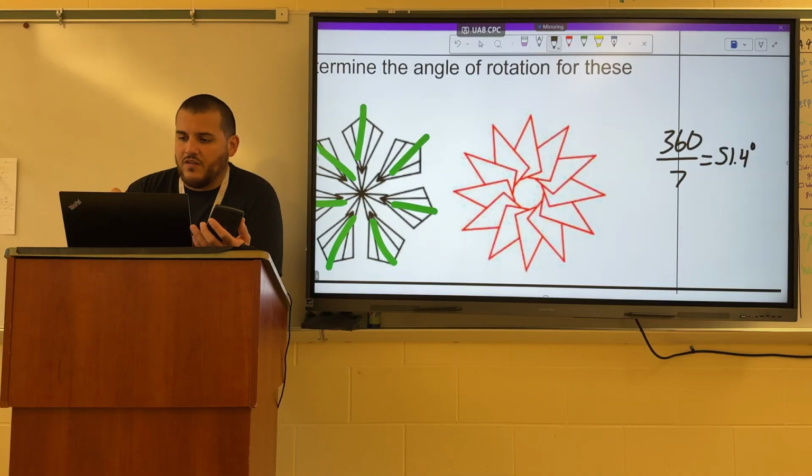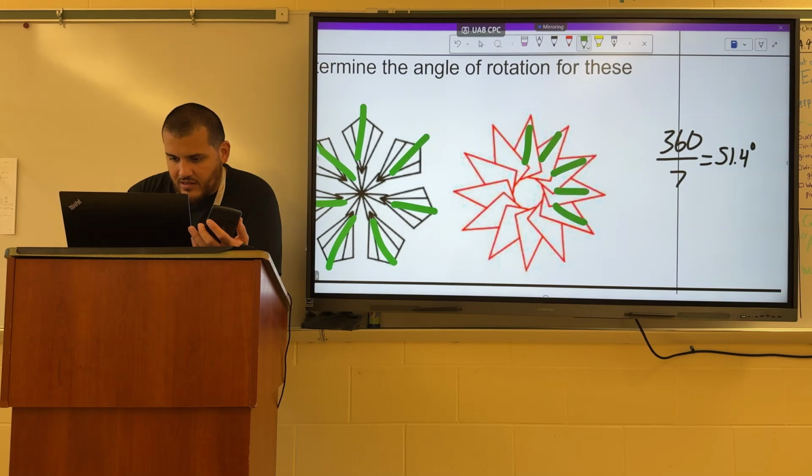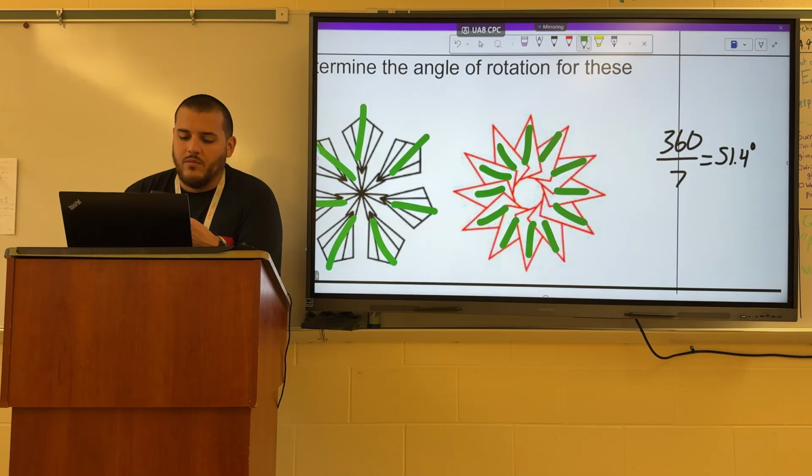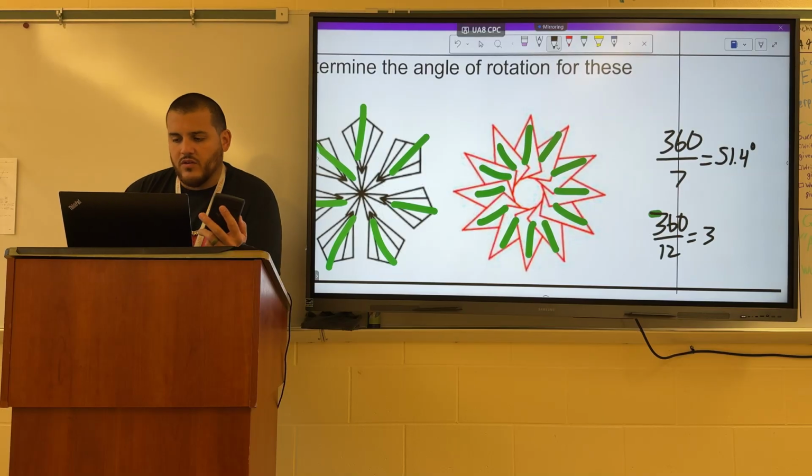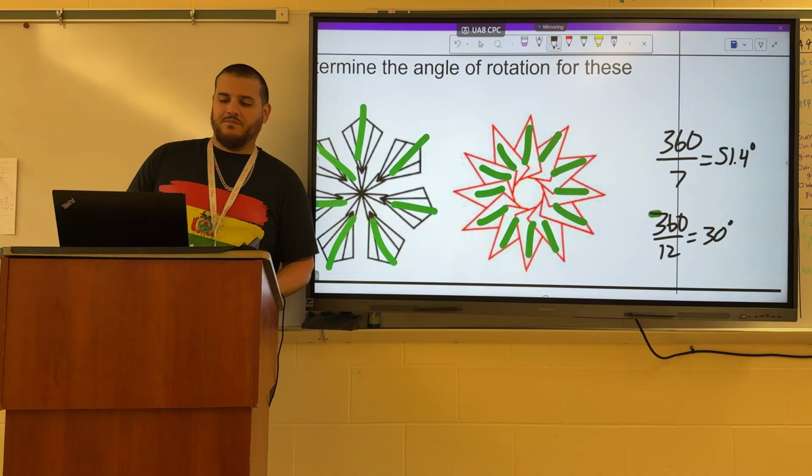For my second figure, again, we're counting our limbs. There's 1, 2, 3, 4, 5, 6, 7, 8, 9, 10, 11, 12 limbs coming off of that one. If we do 360 divided by 12, we would get 30 degrees as the angle of rotation for that figure.